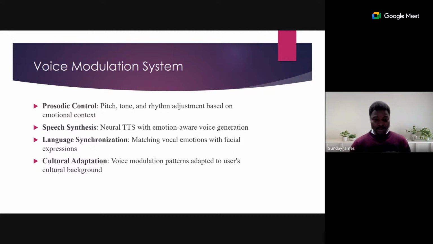Now, cultural adaptation. The robot should be able to have a voice modulation pattern adapted to the user's cultural background. I'm from Africa. I expect that a robot should be able to respond to me in an African way so that I can relate to our conversation very well.